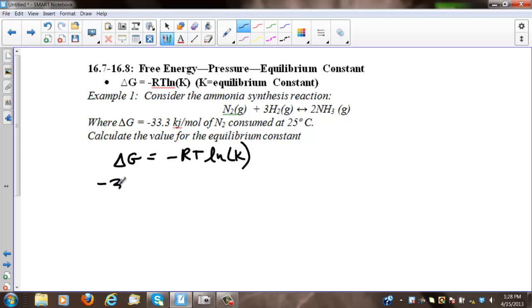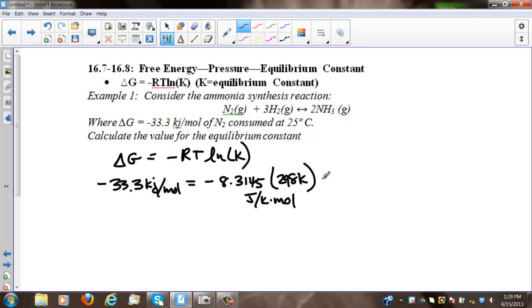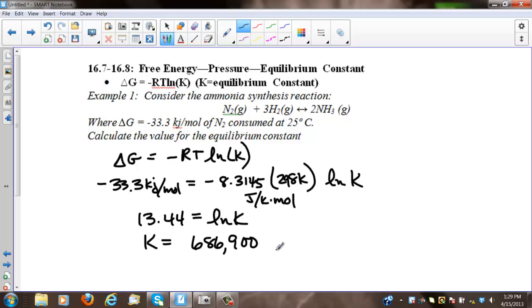And for our delta G, we have negative 33.3, and this is kilojoules per mole, equal to negative R, which is 8.3145, and that's joules per Kelvin dot mole, times the temperature of 298 Kelvin, and we are solving for the ln of K. So if you take the product of the R value and the temperature, and then divide through, you're going to wind up getting 13.44 equals the ln of K. Therefore, K is equal to 686,900, which is a really large K. Remember that there are no units for K.